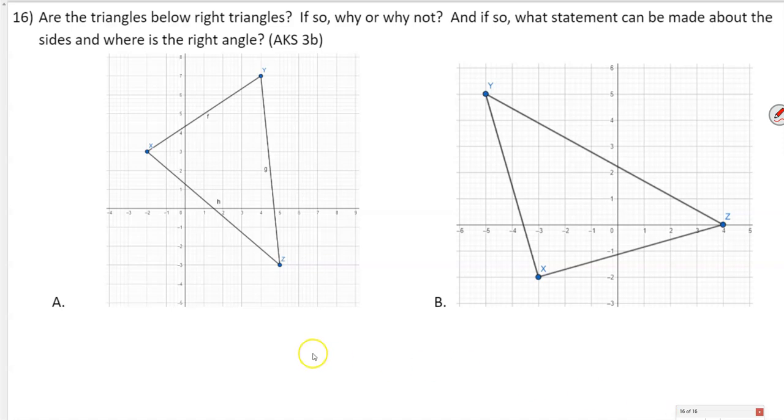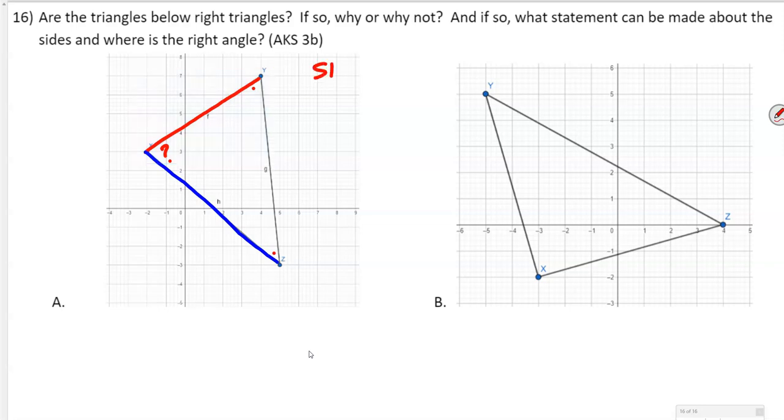This is our last set of problems, right? So are the triangles below right triangles? If so, why or why not? And if so, what is the statement that can be made about the sides, and where's the right angle? So my first question was, where do you think that this angle down here, Z looks so cute, so does Y. Let's check X right here. I'm going to put a question mark there. So if there's a right angle there, it means that XY, this side up here, should be perpendicular to that side right there, right? So let's check the slopes, okay?